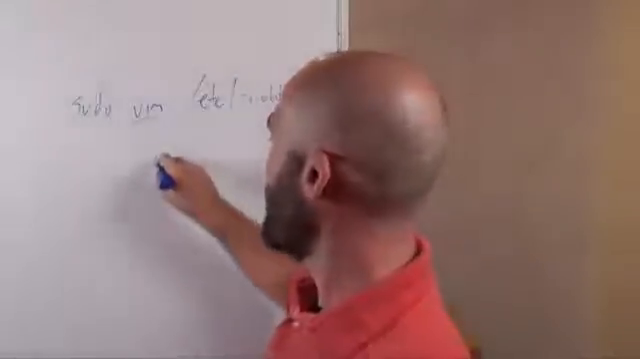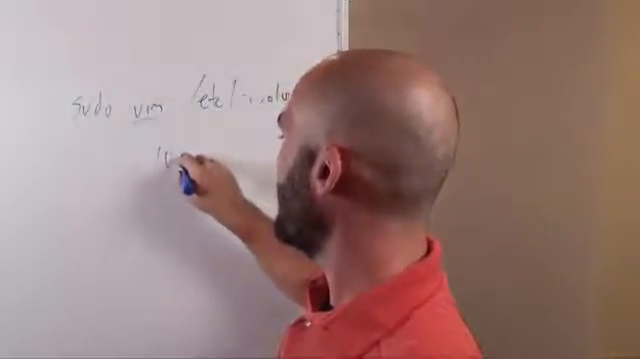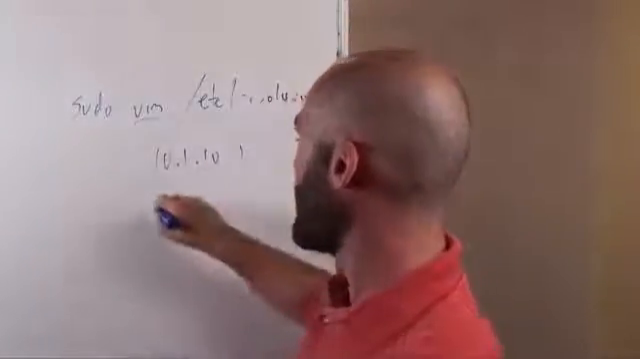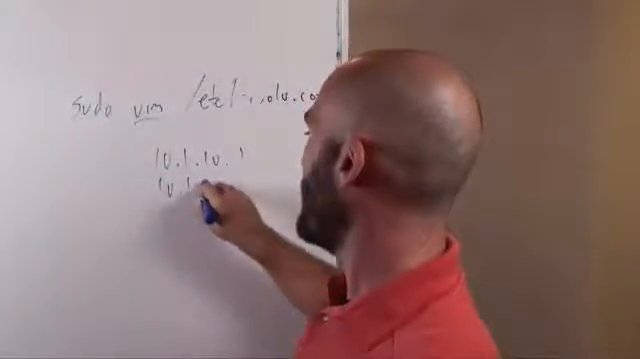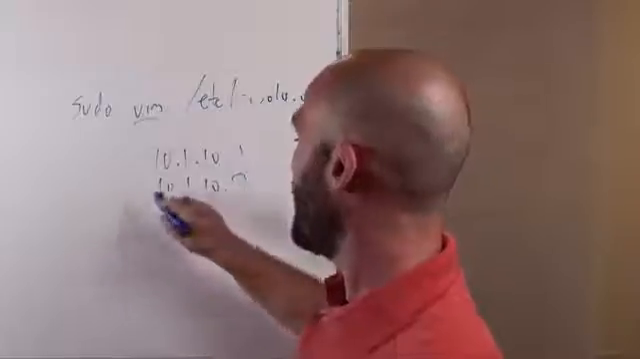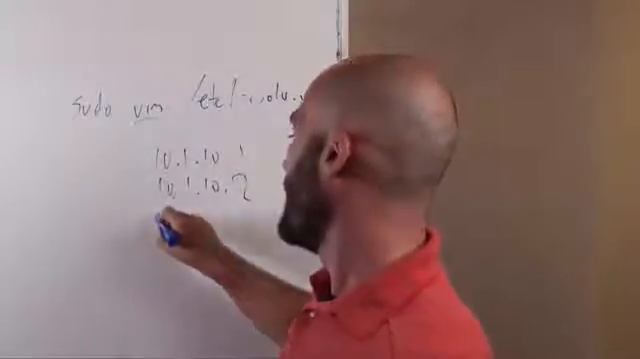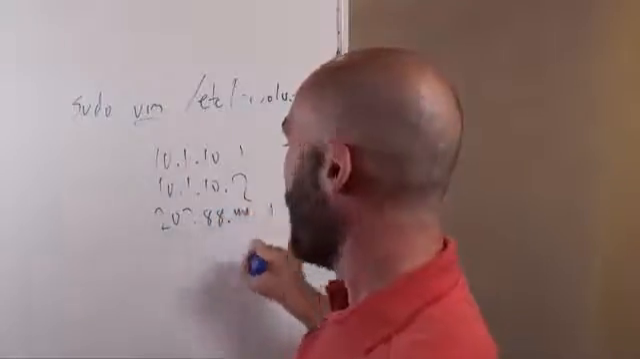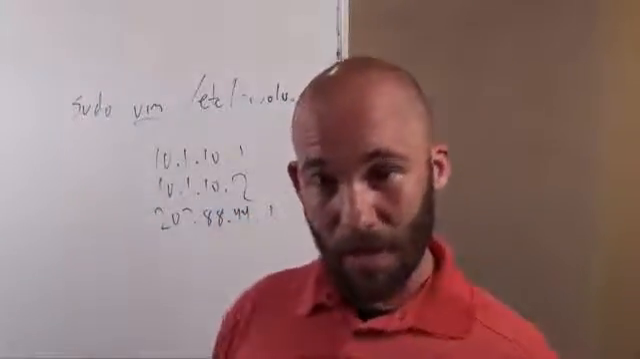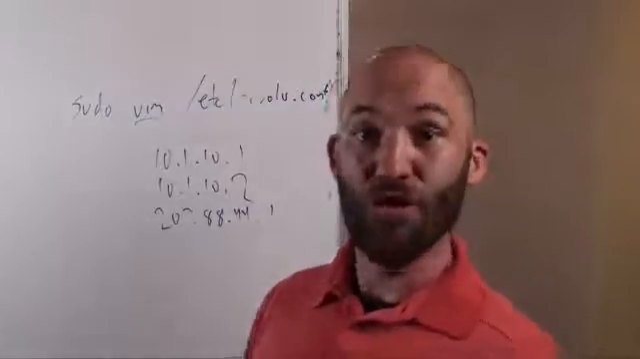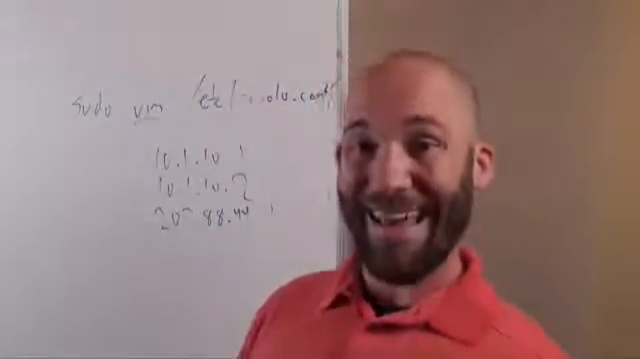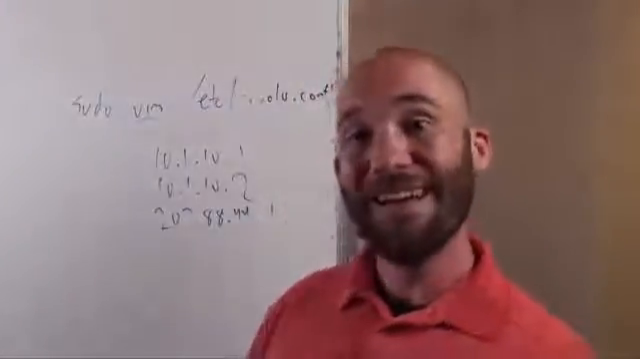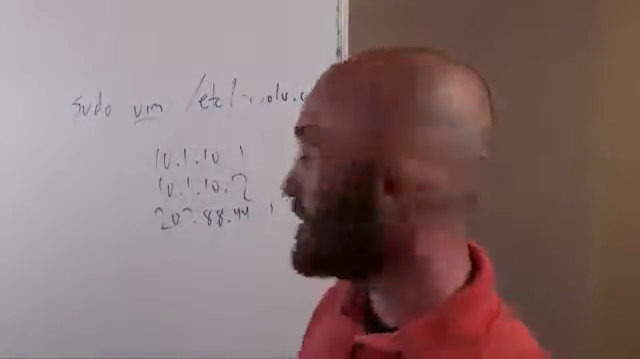So it'll open up, and then you can plug in, I want my first DNS address to be 10.1.10.1, and then you go enter, and I want my second DNS to be 10.1.10.2, then I want my third to be 207.88.44.1. So basically, unlike in Windows, where you can only put 2 DNS addresses, in Linux you could put 500 if you wanted to. Just remember that Linux will process these in order.